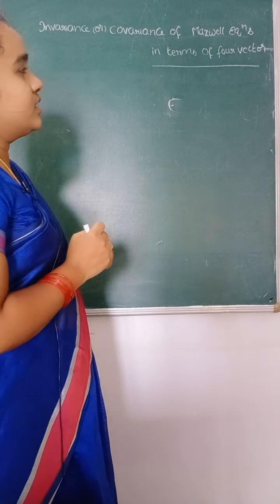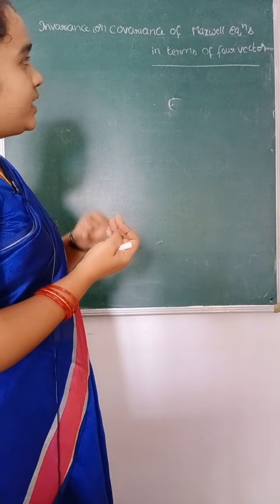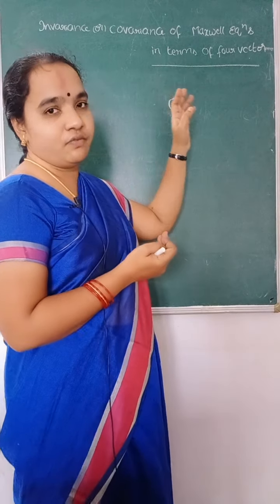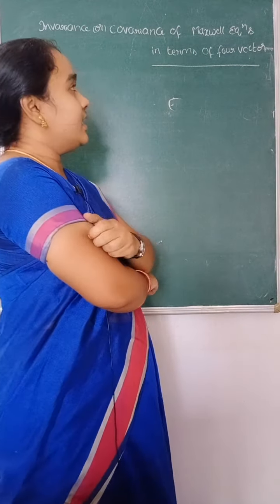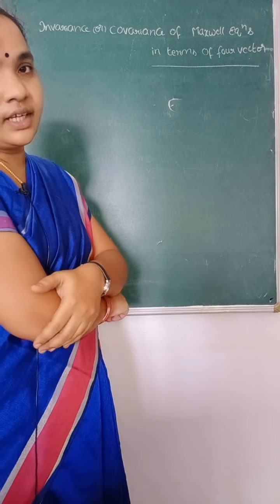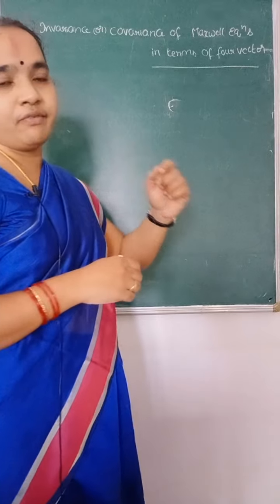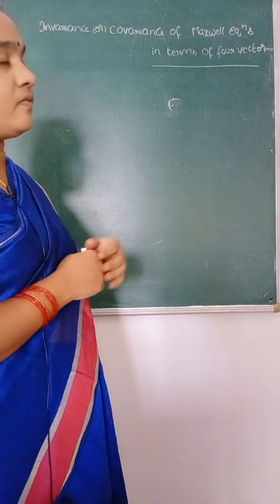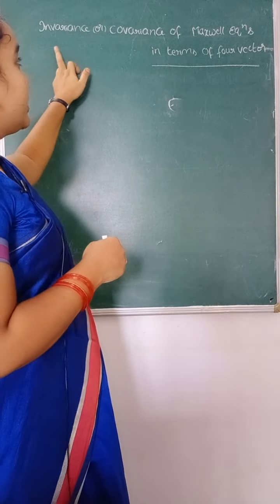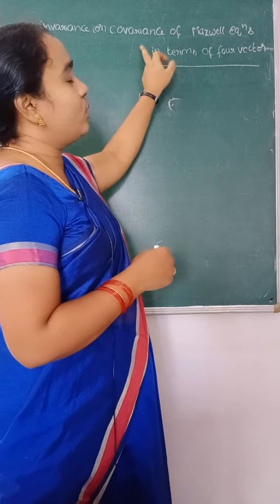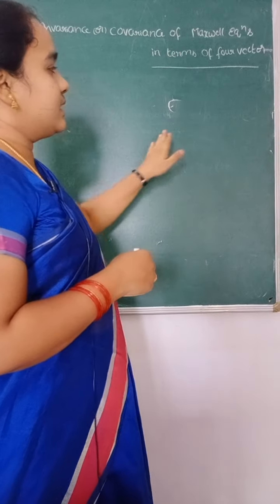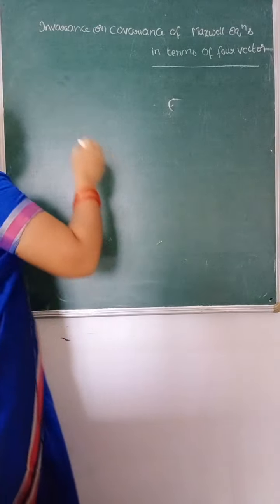Our aim is to write down the Maxwell's equations in 4 vector form and prove that they are equal in 2 different inertial frames of reference. This is the meaning of invariance or covariance of Maxwell's equations. What are the 4 Maxwell's equations?